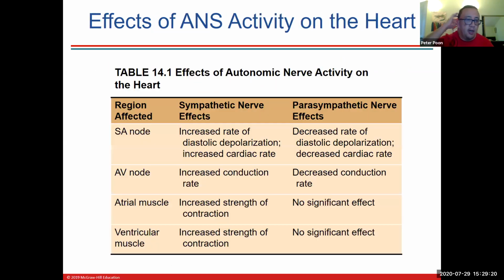So here's the SA node. You can see the differences between sympathetic innervation and parasympathetic innervation. I'm going to talk about the atrial muscle and the ventricular muscle in a little bit.